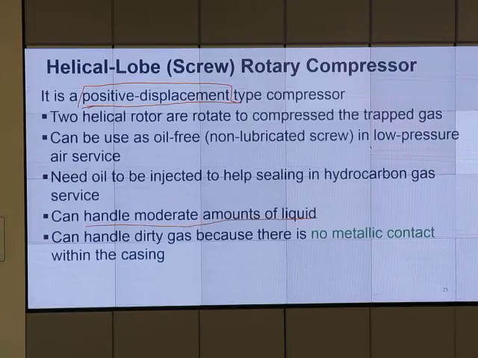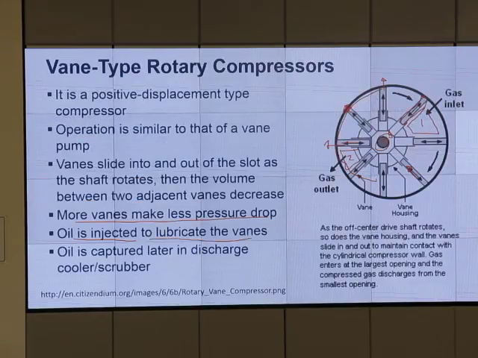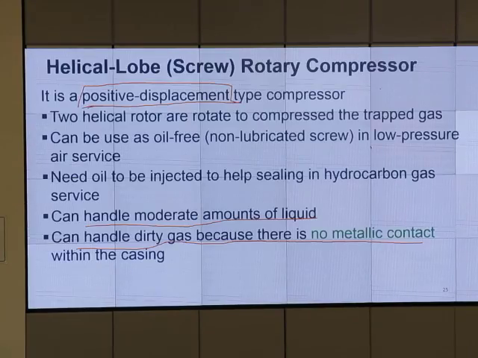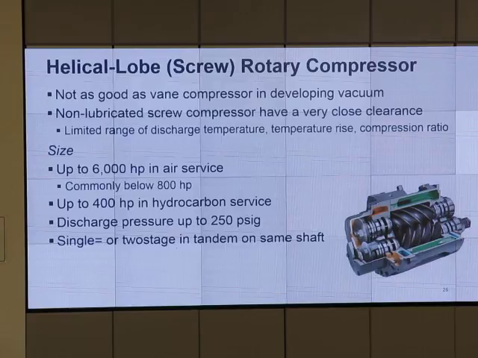It can handle a moderate amount of liquid. It can handle dirty gas because there is no metallic contact. You see the difference? The previous one, the vane type, has a metallic contact. So if your gas happens to be dirty, any small particle going in here will scratch the chamber and cause wear. But this screw compressor doesn't have metallic contact. Any fine particle going in there will just go into the liquid phase and become part of the seal. So it can handle a moderate amount of liquid or a little bit of dirty gas. And it looks like that.